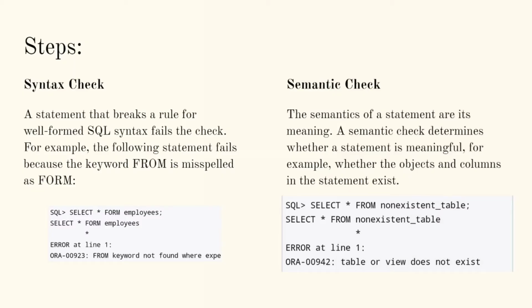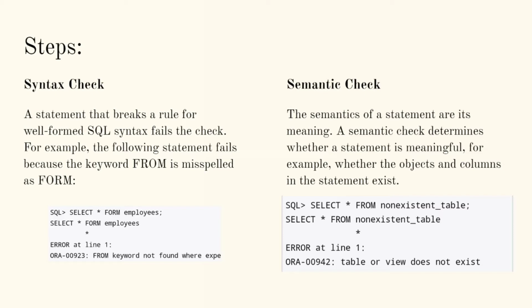Since syntax check and semantic check are the two major steps in parsing, we first understand what a syntax check is. In a syntax check, a statement that breaks a rule for well-formed SQL syntax fails the check. For example, for the given SQL statement, select star form employees, notice how the spelling of form is different. It should be FROM. Hence, the parser returns an error at line 1 that the FROM keyword is not found where expected.